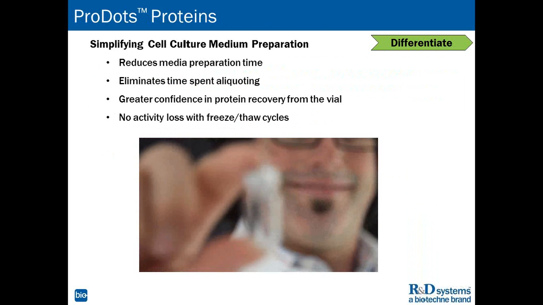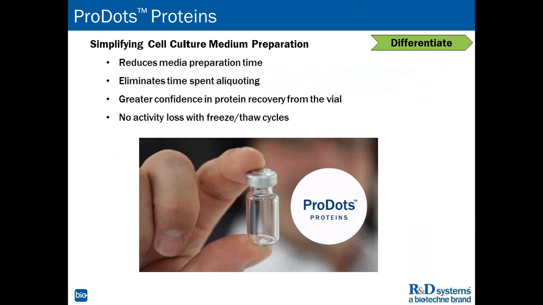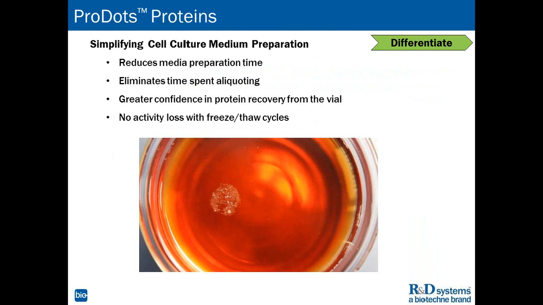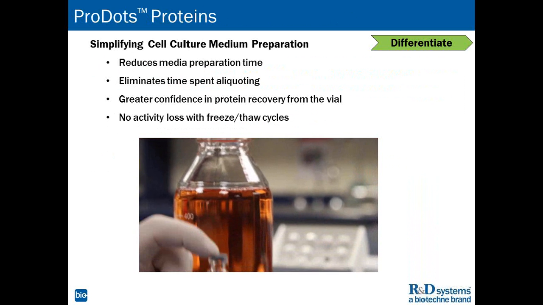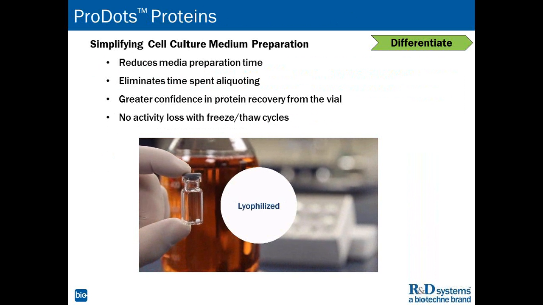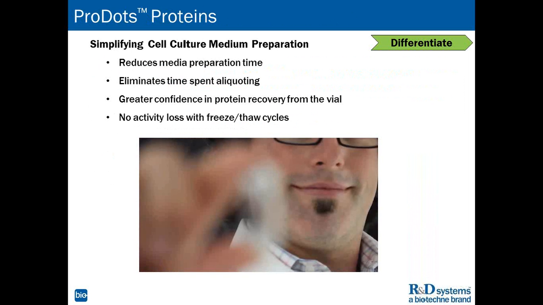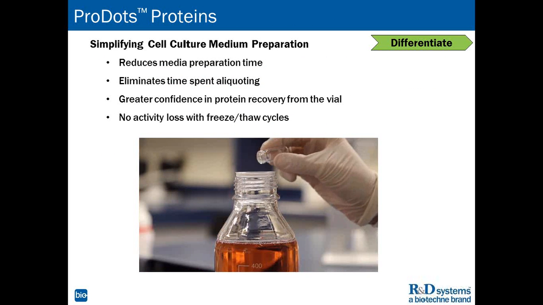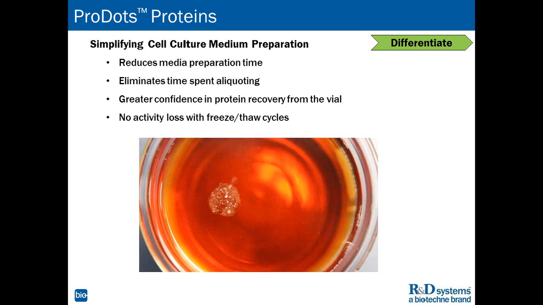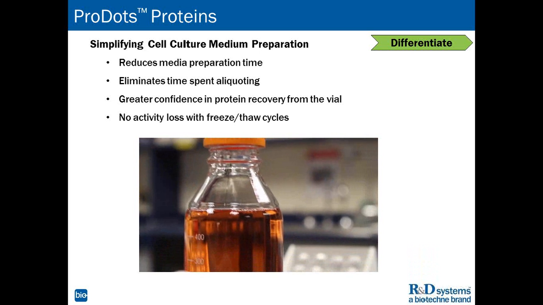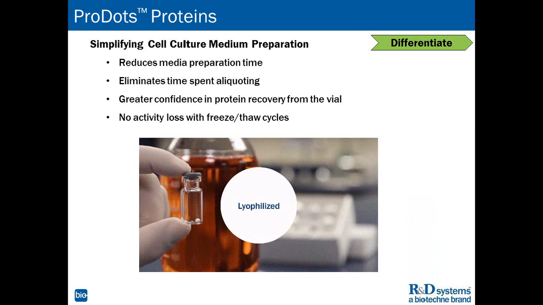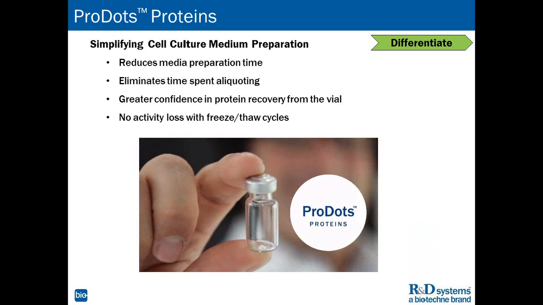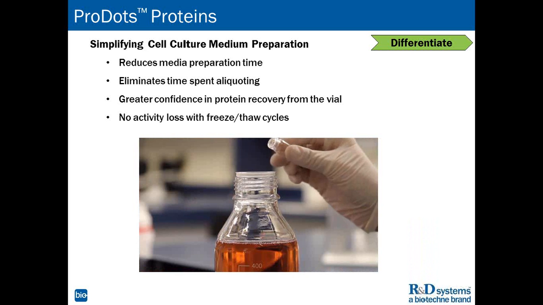What these proteins are, are standard proteins. They're lyophilized into a small ProDot, is what we call them. As you can see in the video that I show here, they basically dissolve right into your culture media. So it reduces a lot of the time you would spend aliquoting. You have greater confidence that you're getting all the protein out of the vial because you can just roll it right into your media. It's also designed so that you don't have to worry about potential loss of activity from freeze-thaw, because they're all aliquoted out into these nice little dots that you can just roll into your media. We have a variety of these available, the majority of which are geared towards stem cell researchers. So it can really help ease your workflow a little bit.